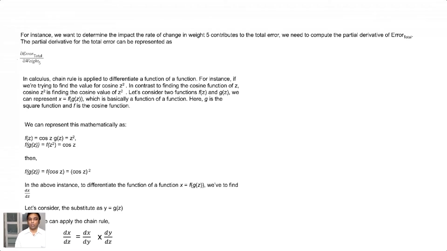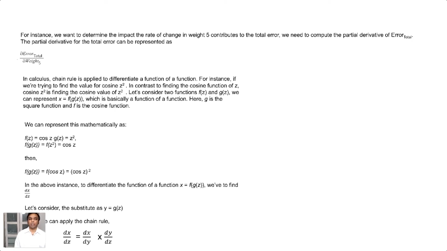So again, as I told you, the way that we're going to implement the backprop of stochastic gradient descent is with a chain rule. So what is a chain rule? You can refer to my book. I will give you the fundamentals of calculus, all the equations of calculus, and what exactly a chain rule is, and how I'm going to differentiate a function of a function. So a chain rule is applied to differentiate a function of a function.